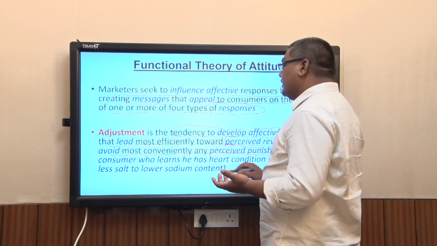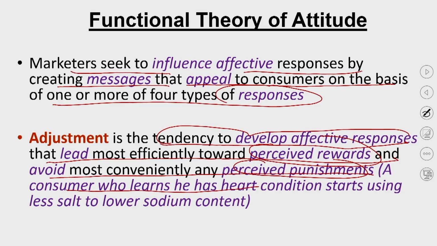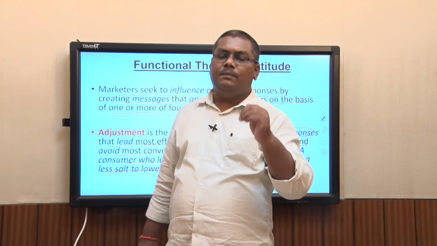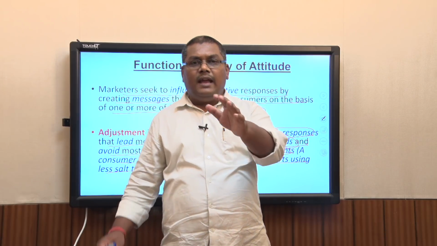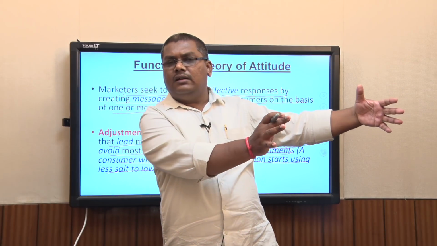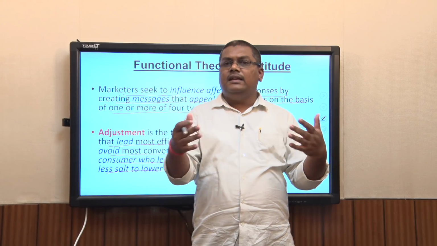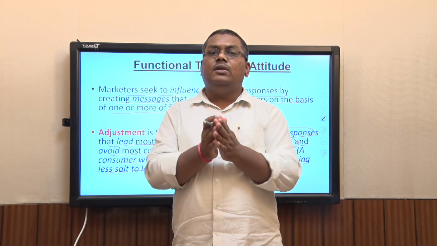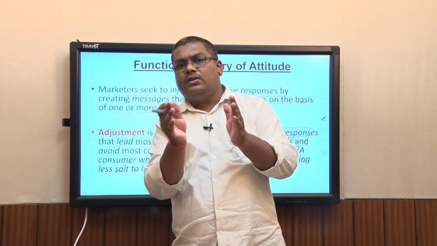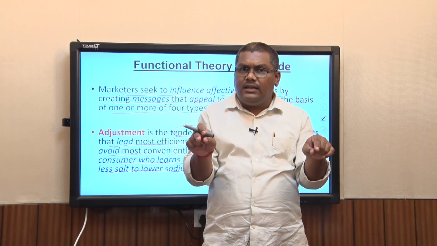Let's take an example. A consumer who learns that he has a heart condition starts using less salt to lower sodium content. That kind of a reaction. So if a consumer understands that he has a heart condition, he starts looking for salt which has lower sodium, and so he shifts to those salts which have lower sodium. And so because he needs lower sodium, what the manufacturer can do is change their attitude towards salt, saying that there are now two categories of salt.